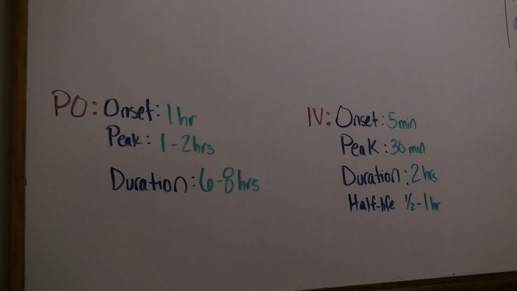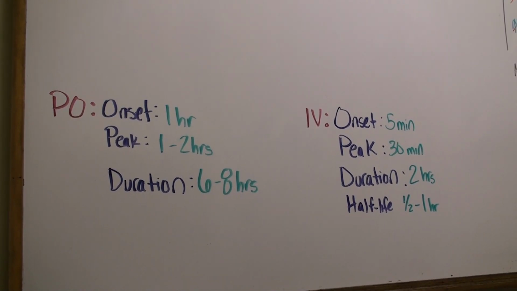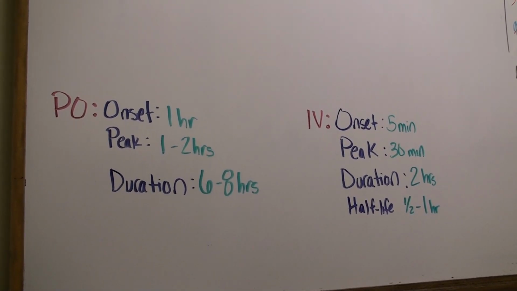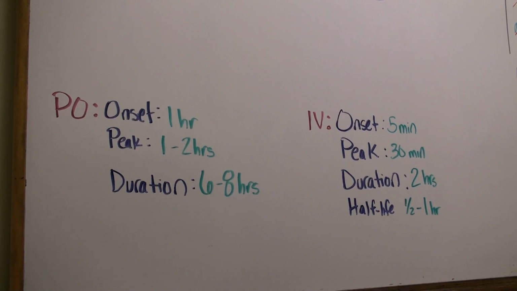So loop diuretics are normally absorbed in the GI tract about 60 to 90% when given orally. Since it's protein bound, it can't go through the glomerulus, and it acts on the ascending loop of the nephron. When given PO, orally, the onset is 1 hour and the peak is 1 to 2 hours. The duration lasts about 6 to 8 hours.